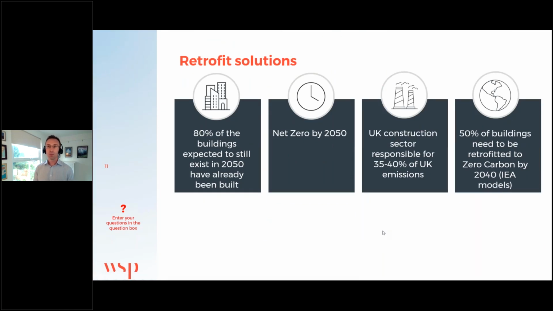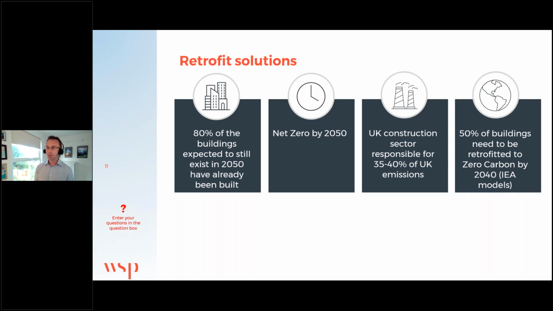So moving on to retrofit solutions. So just four statements that we'll be really clear about here. So 80% of the buildings that are expected to exist in 2050 have already been built. So any net zero ambitions for 2050 have to keep that in mind. Here in the UK, the construction sector, these estimates vary a lot, but it's responsible for 35 to 40% of the UK carbon emissions.